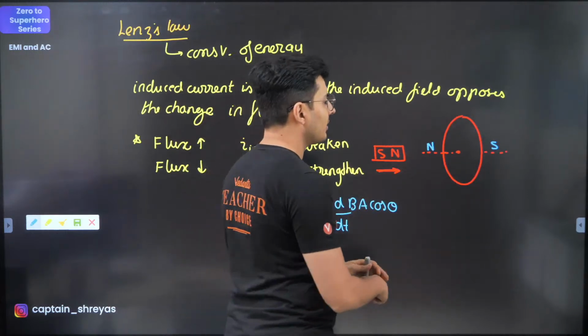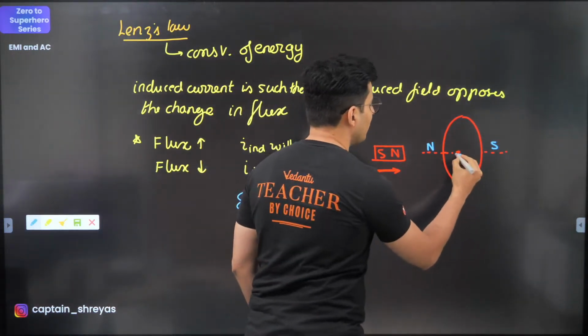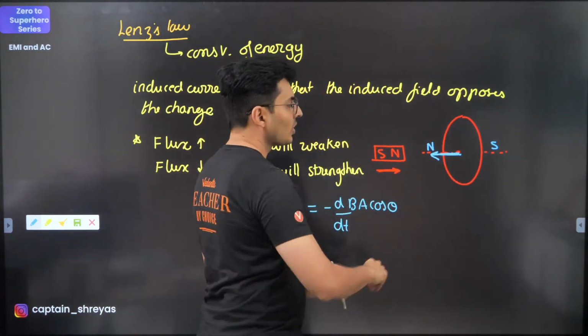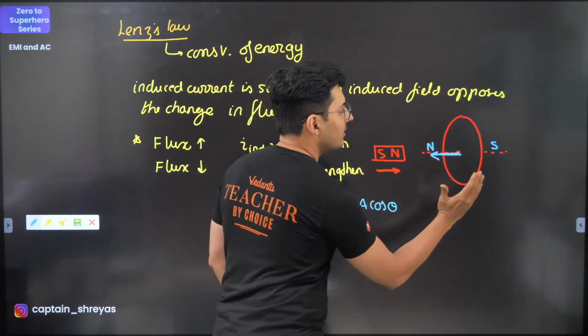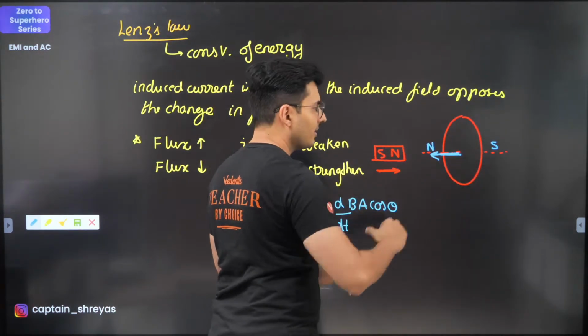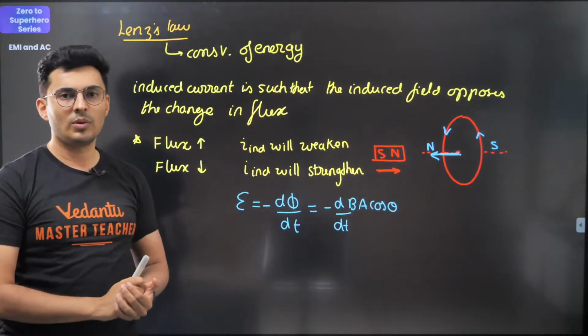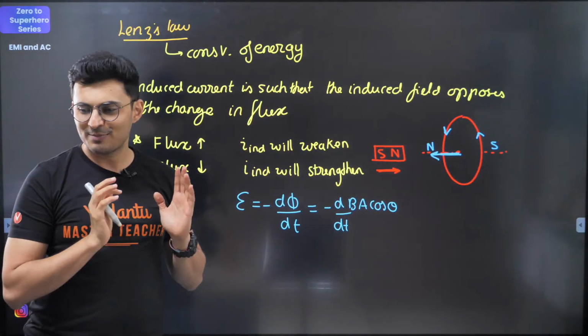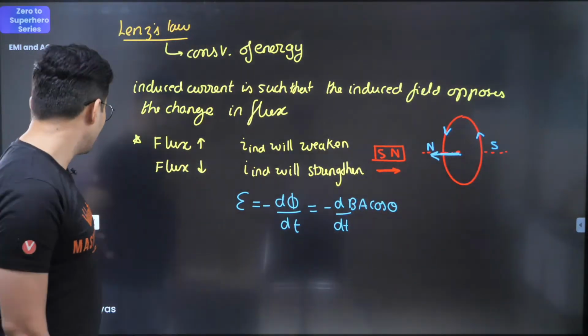Now if the north is here, think about it. How will you create north pole this side? That means you have to create a magnetic moment this way. So hold your thumb of right hand this way. Fingers will curl like this. See how my fingers are curling? So hence the current will be like that. That's how you have to figure out. As simple as that. Got it? Understood? So it is definitely anti-clockwise.